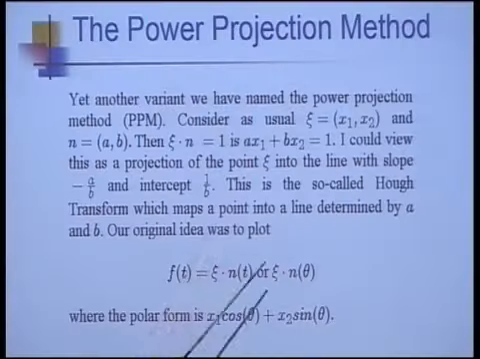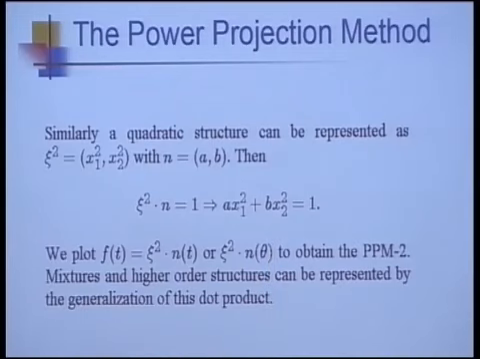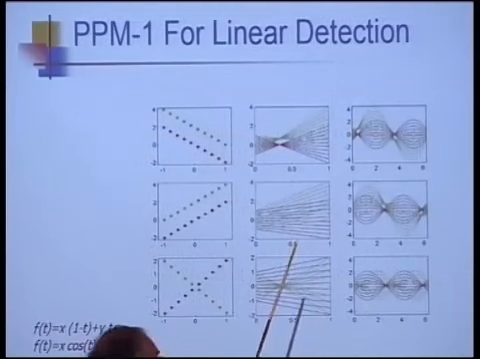But we can do other kinds of combinations as well. One of the things we can do is look at x1 squared and x2 squared. So instead of looking at z, we can look at z squared. In that case, z squared dotted with n gives us a x1 squared plus b x2 squared. So we can look at quadratic features, and we can look at those kinds of higher order structures as well. So here's an example of what we do.